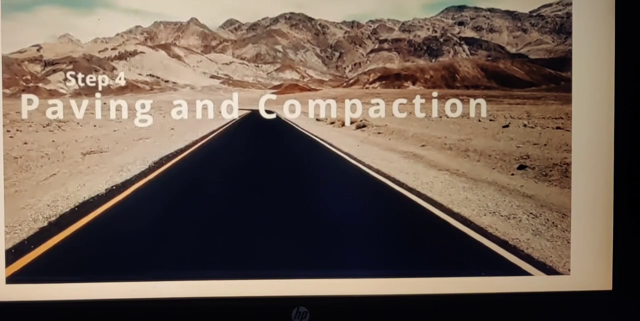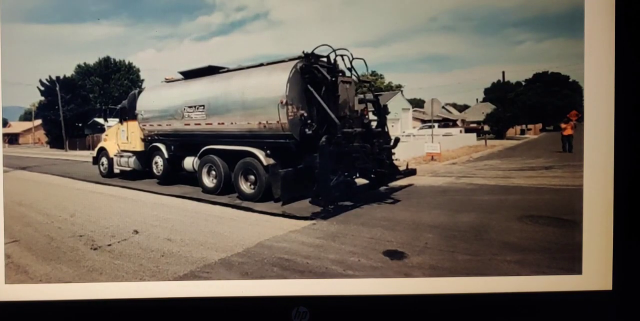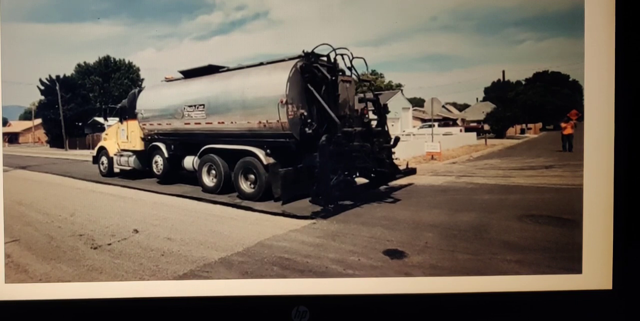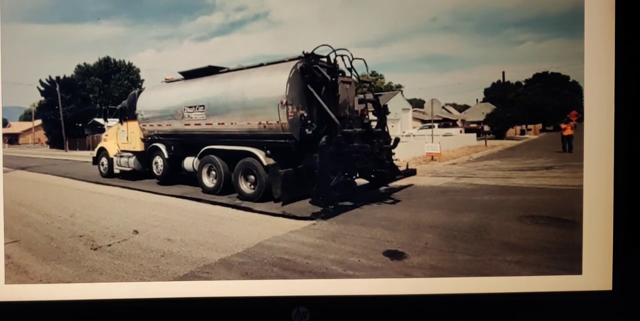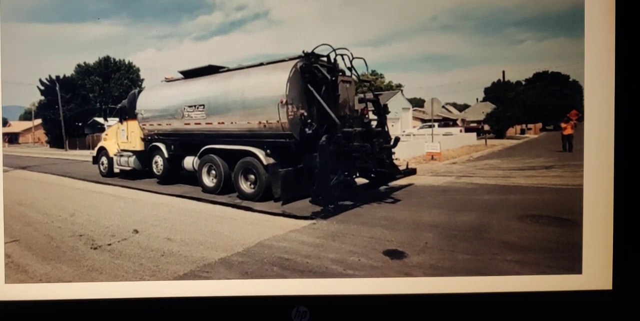Fourth step is paving and compaction. So in the fourth step, we are using bituminous material or asphalt for paving the road, or concrete is used for paving the rigid pavement. So paving process mainly involves laying asphalt in layers and compacting using the rollers.